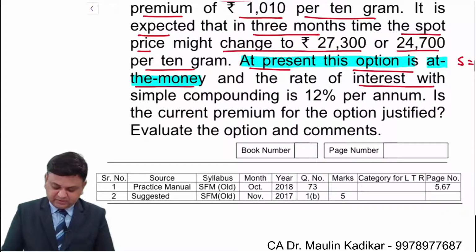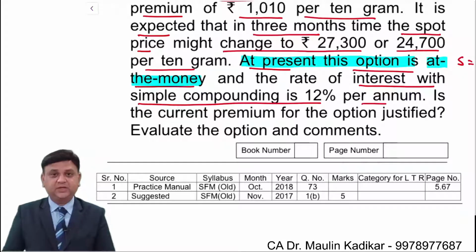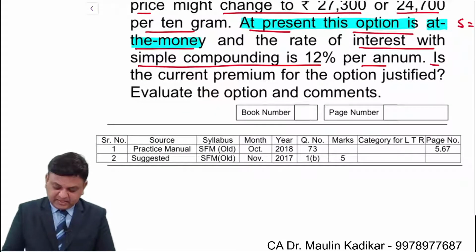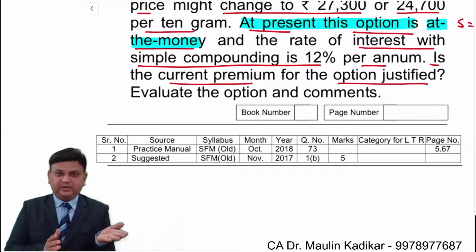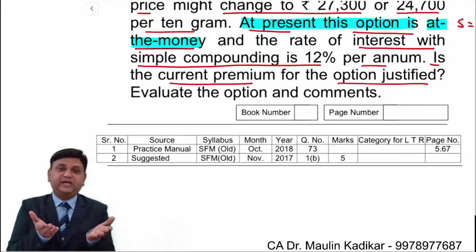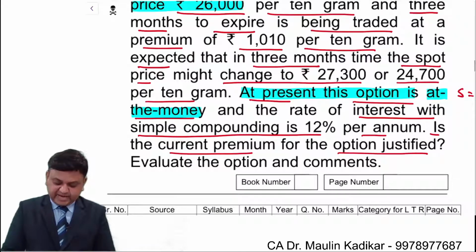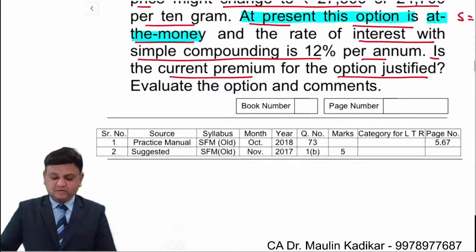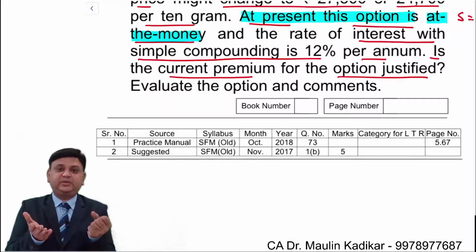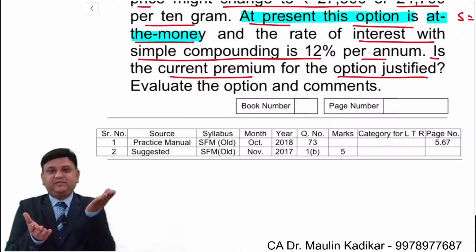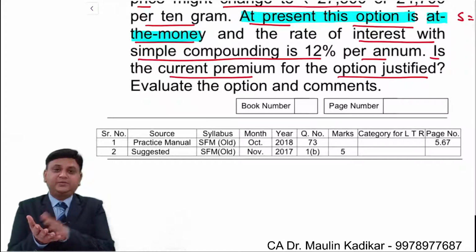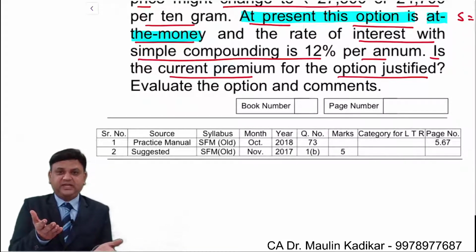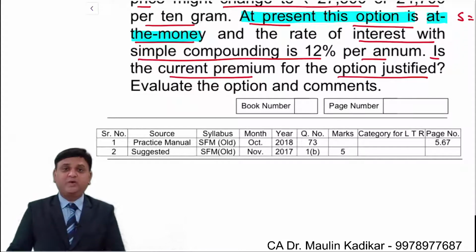And the rate of interest with the simple compounding is 12% per annum. So rate of interest is given. Is the current premium for the option justified? Means we are required to compute the equilibrium premium, and that equilibrium premium will be compared with the actual premium. This is the actual premium which is going on in the market. Whatever premium that we compute is considered to be the correct premium. Suppose the answer that we find is 1500 and this is 1010. Then we can say that the option is undervalued. Why? Because the premium amount is less. Suppose the answer that we find is 800. Then this is considered to be overvalued.